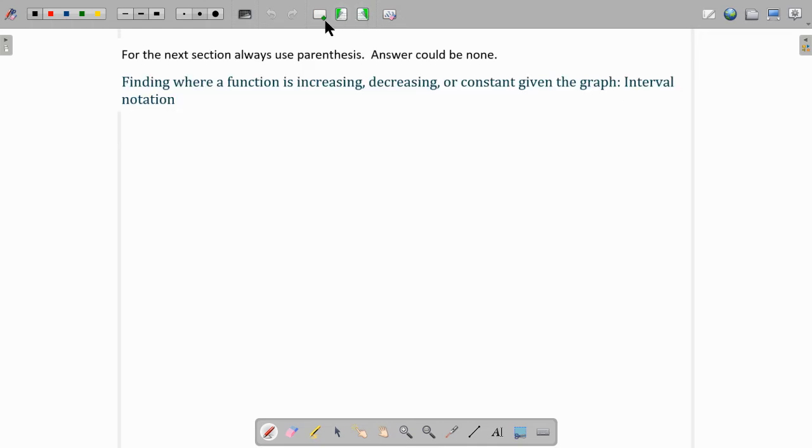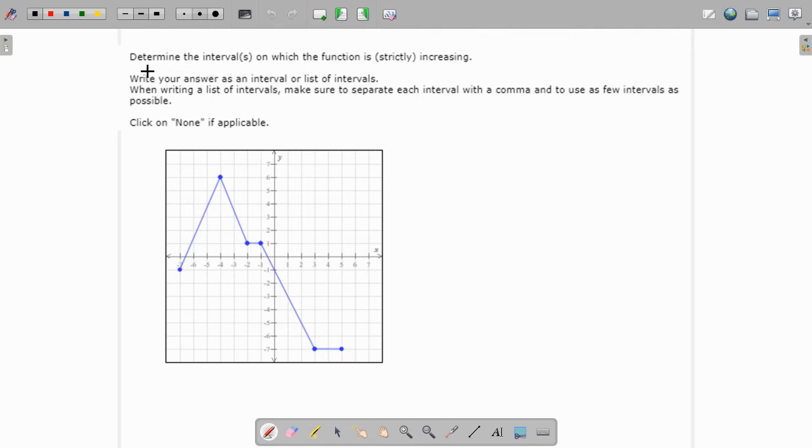Okay. So next section, I just put the question on the next page. Finding where a function is increasing, decreasing, or constant given the graph, interval notation. So for all these, we're always going to use parentheses. Okay. We're always going to use parentheses and your answer could be none. I'll show you that after. Okay, so we're always going to use parentheses. All right, first problem. Determine the intervals where the function is strictly increasing. Write your answer in interval notation.